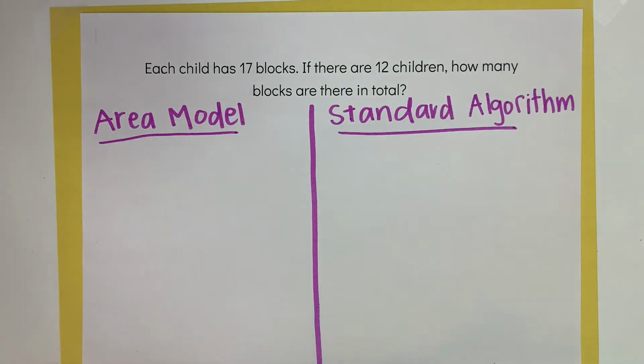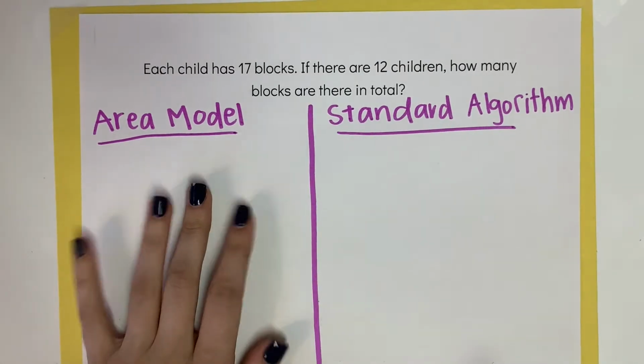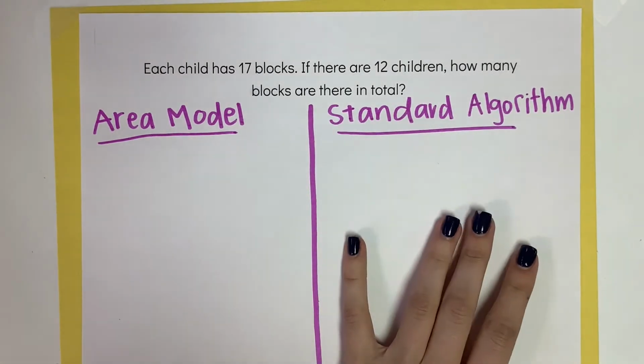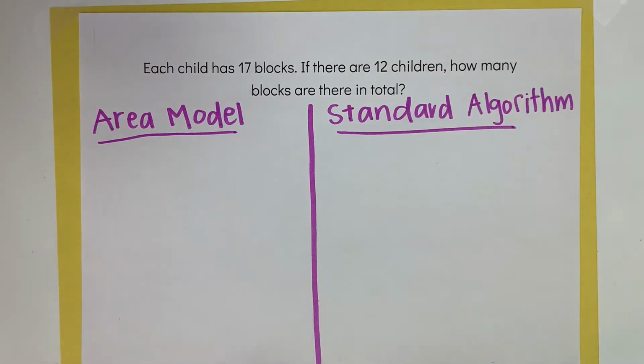Hey, fourth grade, today I'm going to show you how we can solve this problem using the area model and the standard algorithm. So looking at this problem, it says each child has 17 blocks. If there are 12 children, how many blocks are there in total?